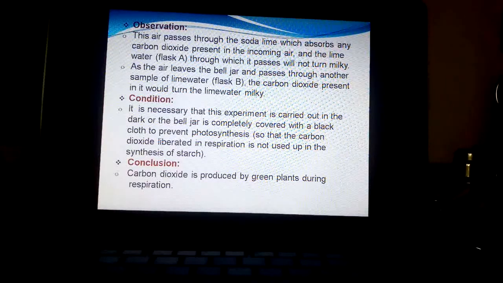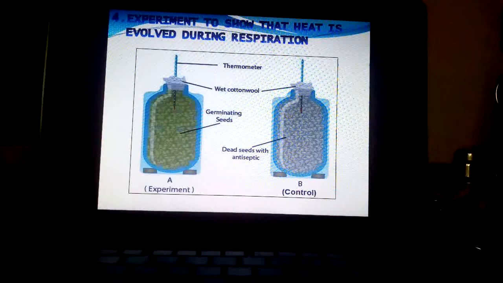Now what do you understand here? The conclusion is carbon dioxide is produced by green plants during respiration. Is that clear? So what are the precautions, children, here? In the third experiment, the whole setup must be Vaselined. Got it? And we should carry out this experiment either in the dark or covered with black cloth. Got it? Now we are moving on to the fourth experiment.